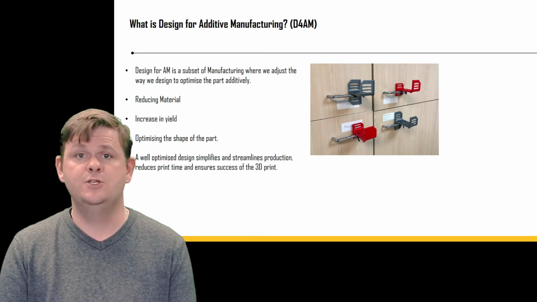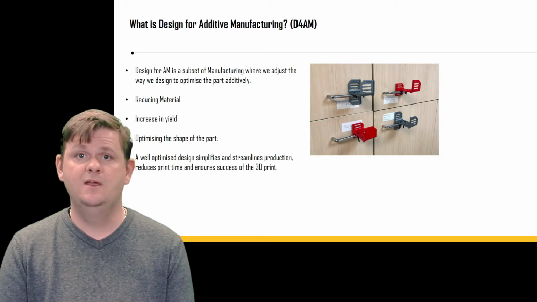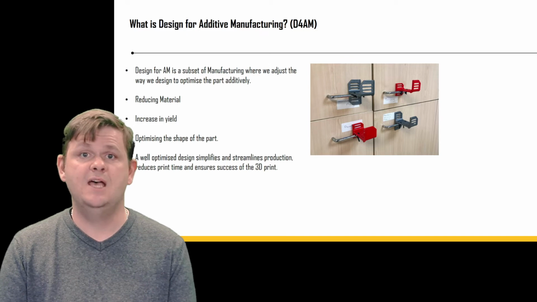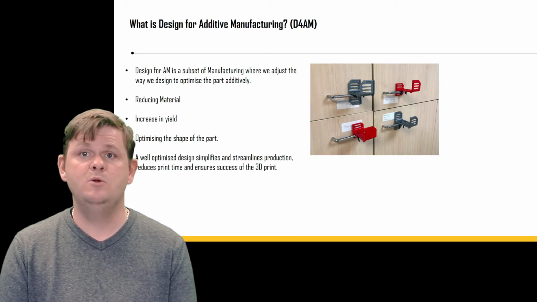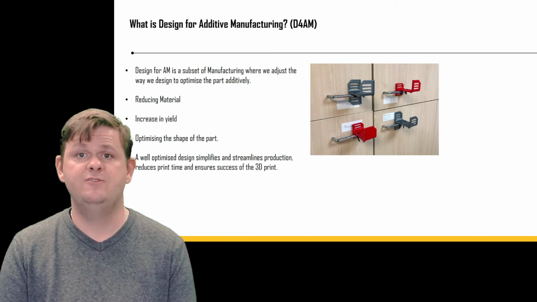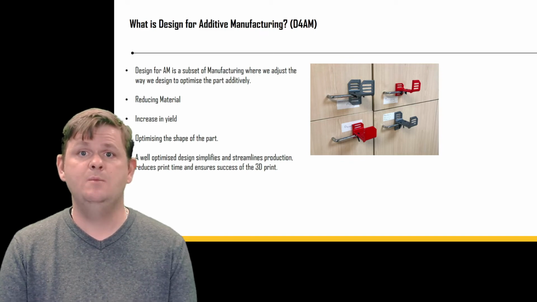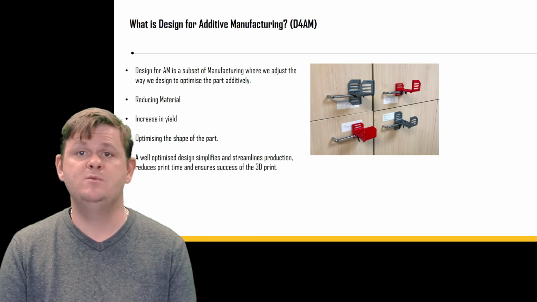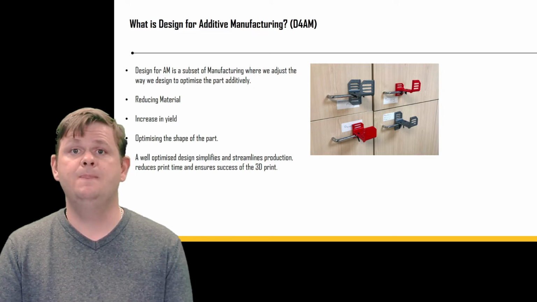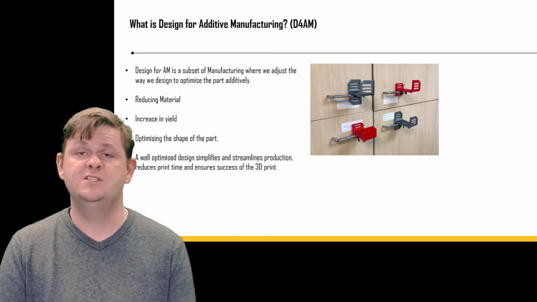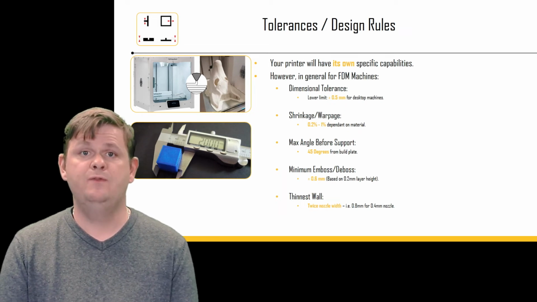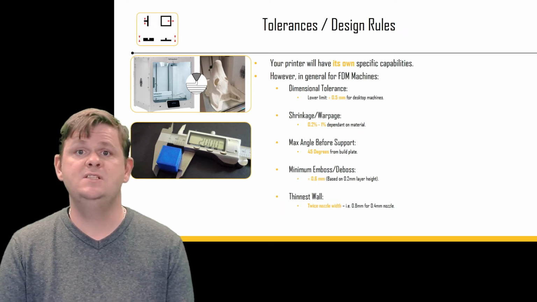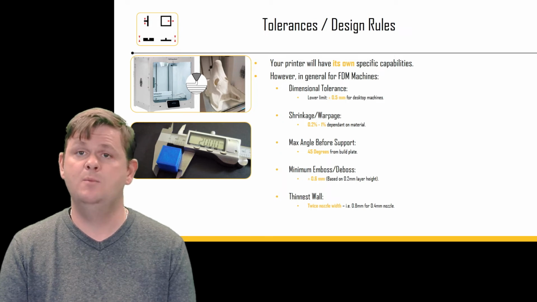This could mean reduction of material, including support, an increase in yield by reducing time or quantity per bed, or optimising the shape of the part through processes such as amalgamation or generative design. A well-optimised design simplifies and streamlines production, reduces print time, reduces print failures, and ensures the success of a 3D print. When printing specifically for fused deposition modelling, there are several design decisions which need to be considered for your part.